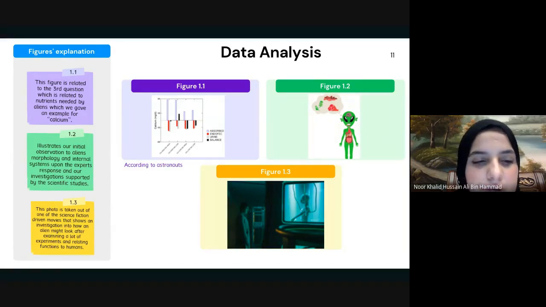And the last figure is a photo taken out of science fiction driven movies, and shows the investigation into how aliens might look after examining a lot of experiments related to the function of humans. And for the first figure, it's related to what we researched according to the astronauts in space.